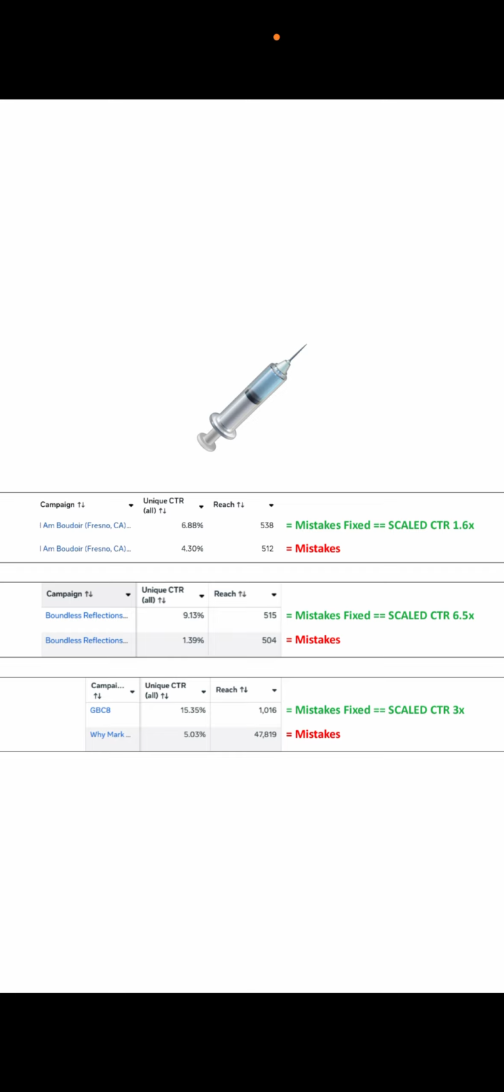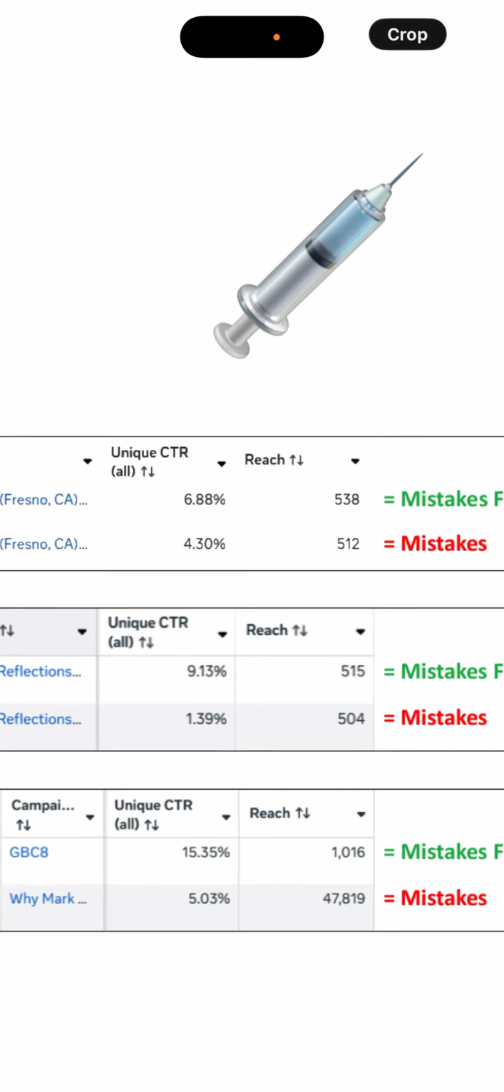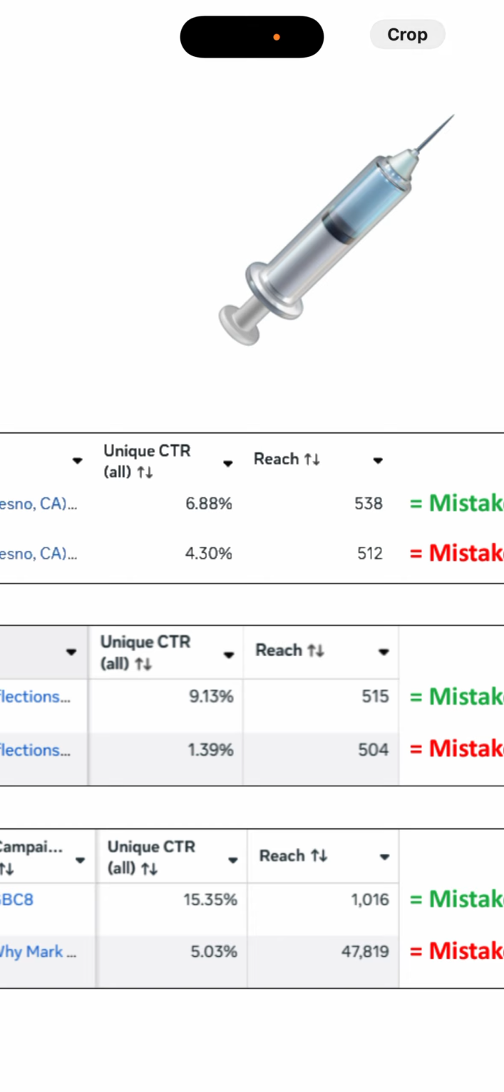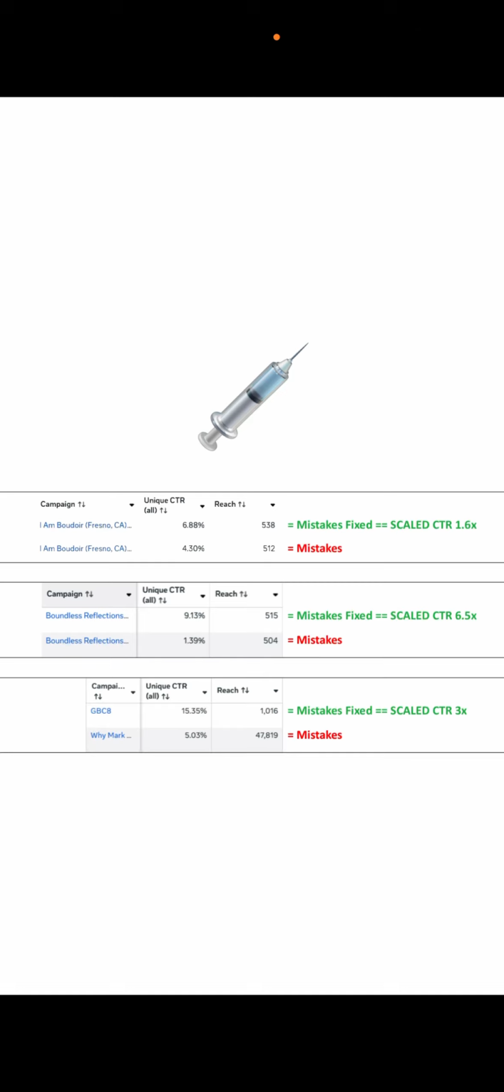So we can see initially, 4.3%, so about 4 out of 100 people were clicking on the ad, had some mistakes. I fixed those mistakes in the scaled CTR 1.6x. So getting 6.88%, about 7 out of 100 people actually click on the ad and are at it to enter their brain. So scaled CTR 1.6x.